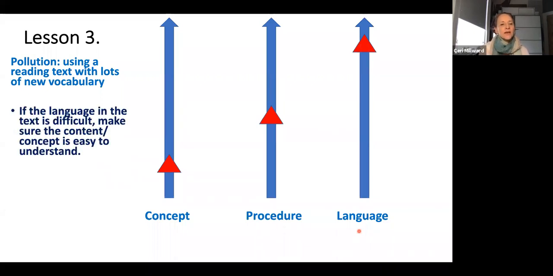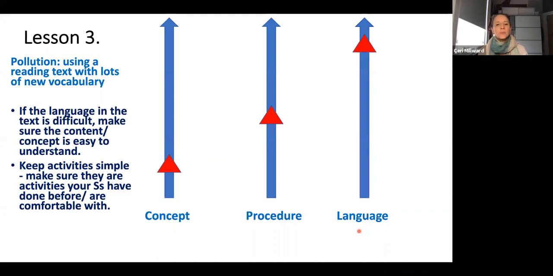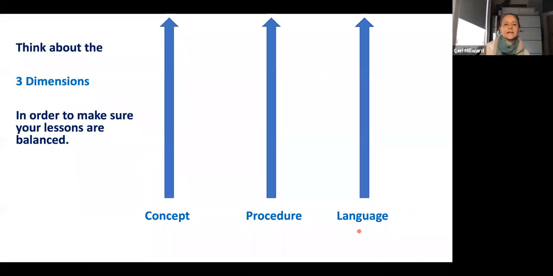So let's have a look at how that looks. So if the language in the text is difficult, make sure the content and the concept is easy to understand. Also, keep activities simple and make sure they are activities that your students have done before and are comfortable with. So these are 3 examples of how we would use the 3 dimensions, the 3 Ds. So we use the 3 Ds in order to make sure your lessons are balanced.